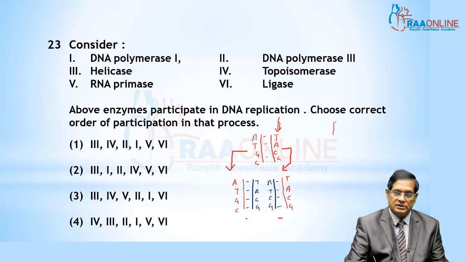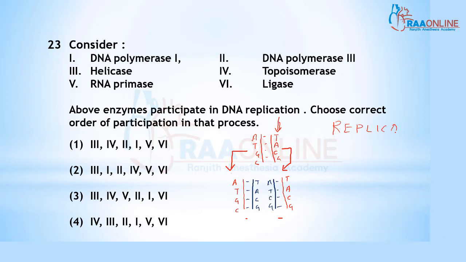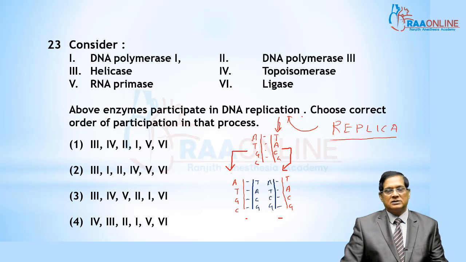An exact copy is known as a replica, and that's why the method of DNA formation is known as replication. When DNA synthesizes DNA, it forms its own exact copy, that is called a replica, and the process is known as replication. This is the meaning of replication.